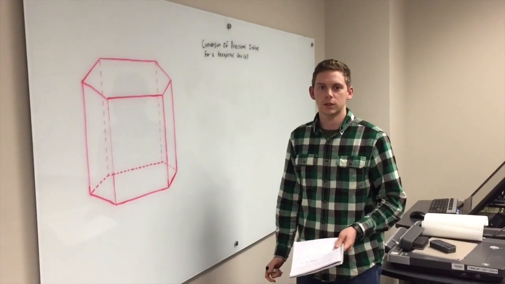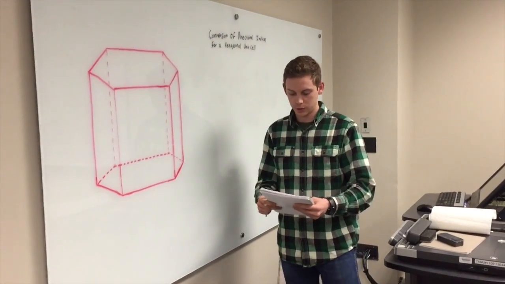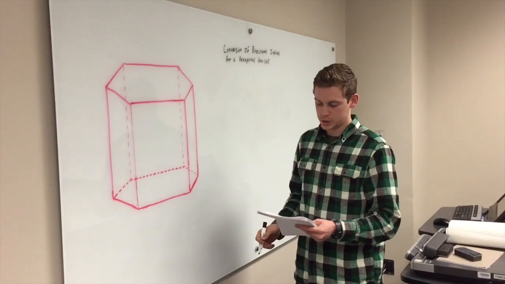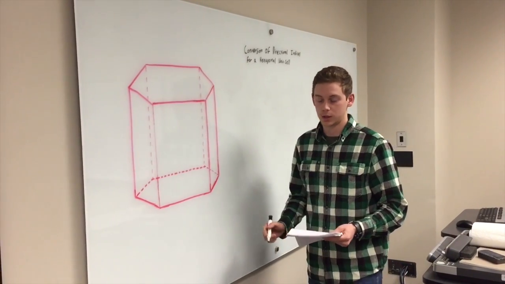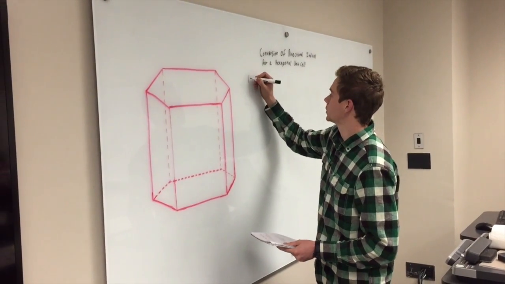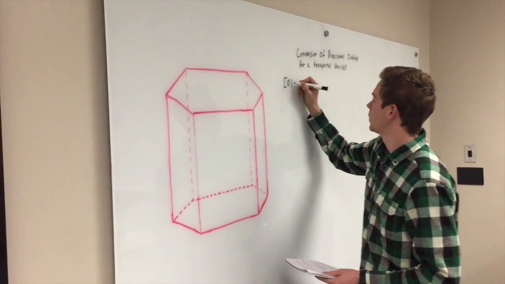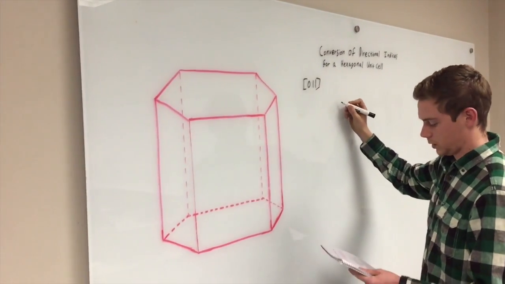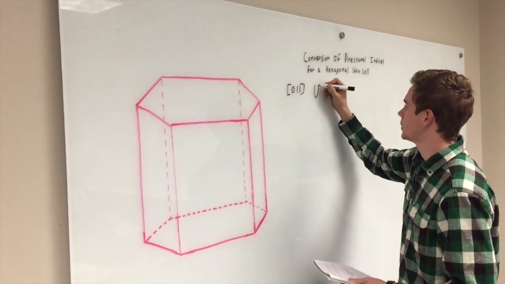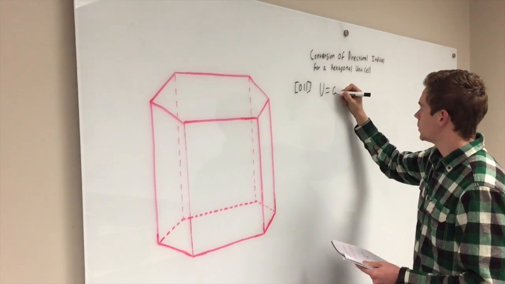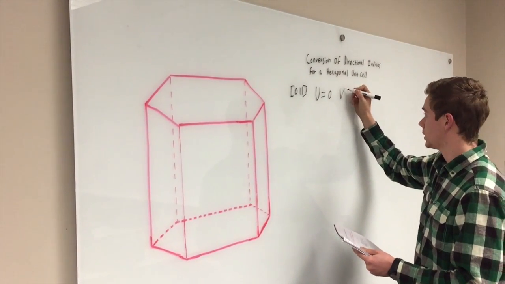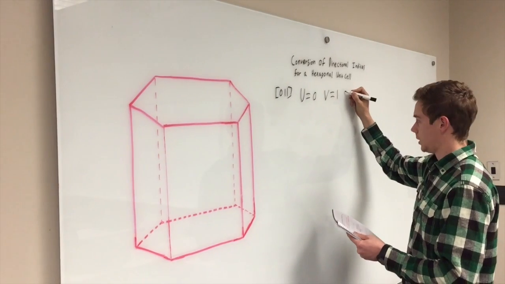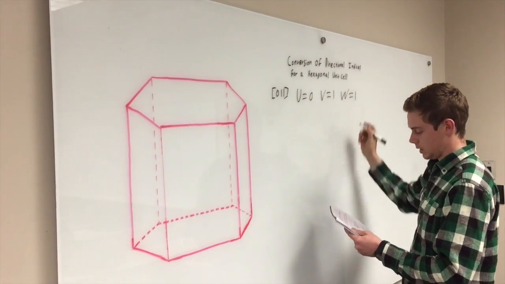In this segment of the video, we're going to convert the 0, 1, 1 direction into the 4-index system for hexagonal crystals. So we're going to start with our direction. Then we're going to convert it to our Miller Indices form. So capital U equals 0, capital V equals 1, capital W will equal 1.